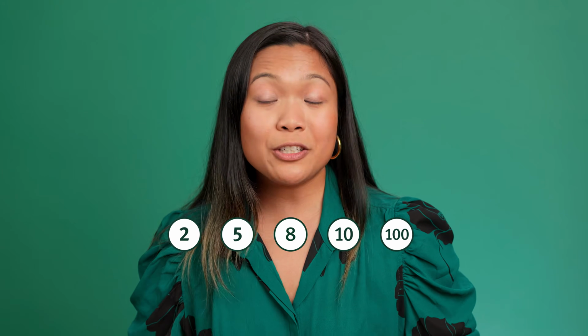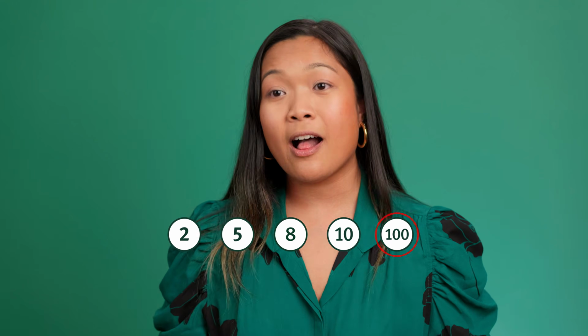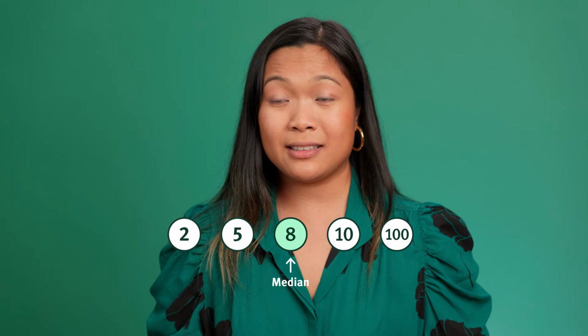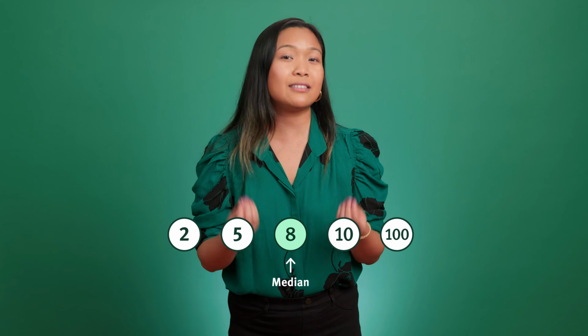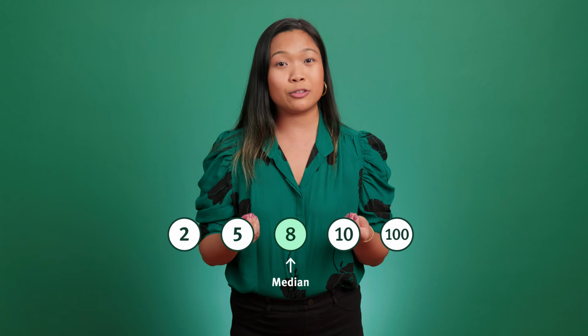Let's go back to our example of task completion times. Even though one user took 100 minutes, the median is still 8 minutes. This gives you a more realistic idea of the typical user experience, without letting that 100-minute outlier skew the results.